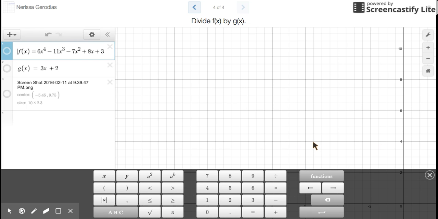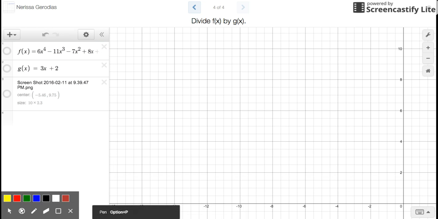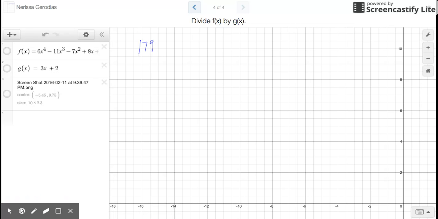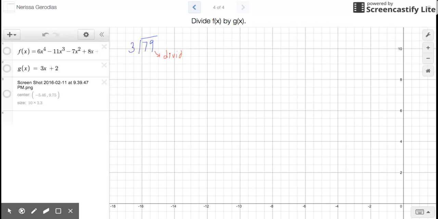Today we're going to talk about dividing polynomials. But before we divide f of x by g of x, let us recall first the steps in dividing numbers. Suppose we have 79 divided by 3. 79 is called the dividend, and 3 is called the divisor.